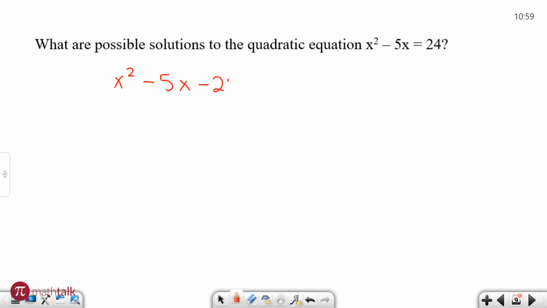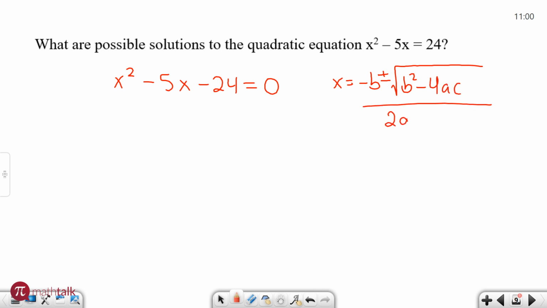So I'm actually going to go ahead and subtract 24 from both sides and just write it a little differently, because the quadratic equation always has to equal 0 for you to be able to solve it. And what it says is x is equal to -b plus or minus square root of b squared minus 4ac, all over 2a. And what you're doing is you're taking the a value, the b value, and the c value, and you're plugging them into your equation and solving.